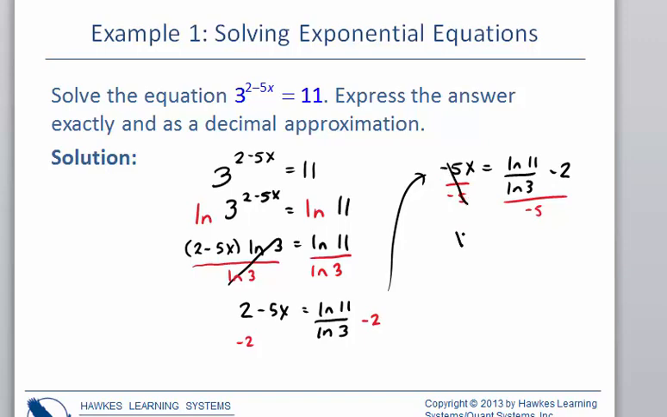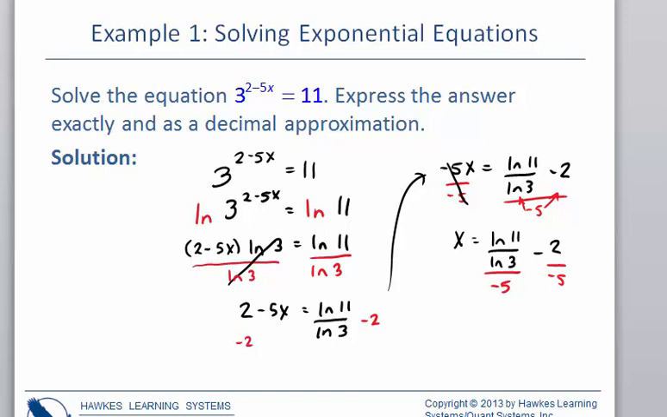And that's going to give us x is equal to, now on the right hand side that might be a little bit confusing, so we want to be careful with that. You can certainly use your calculator at any point if you so desire, but I'm going to break this up. I'm going to write natural log of 11 over the natural log of 3, and I'm going to divide that by negative 5. And then I'm going to put the minus 2 over the negative 5, because we know that negative 5 is going to really apply to both of those terms.